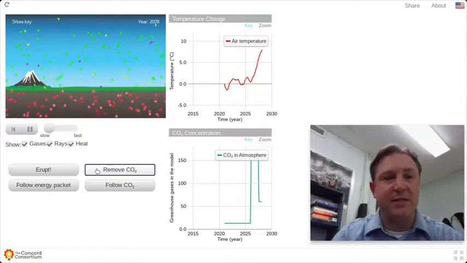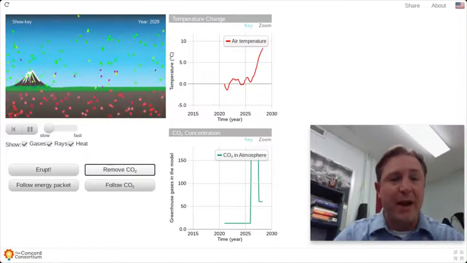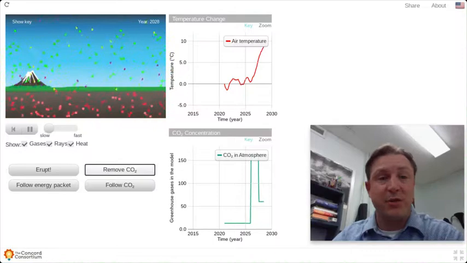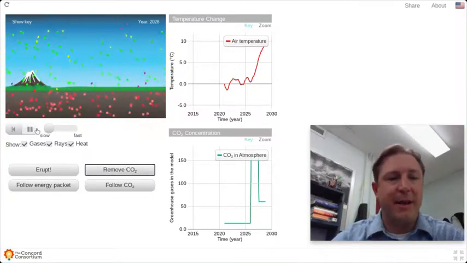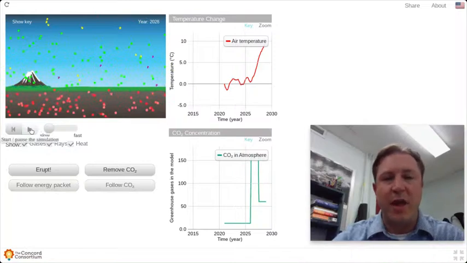So the goal of this is to spend some time interacting with CO2 under natural circumstances like volcanoes and how it can affect the atmosphere and temperature on Earth.